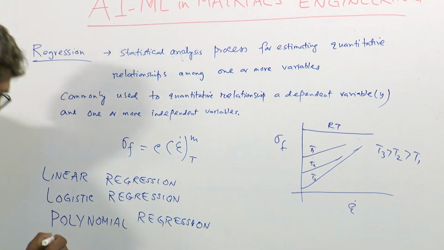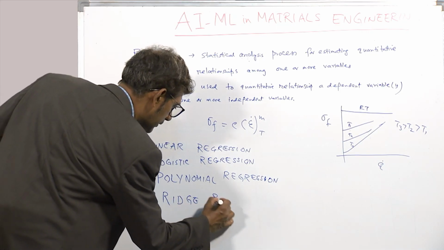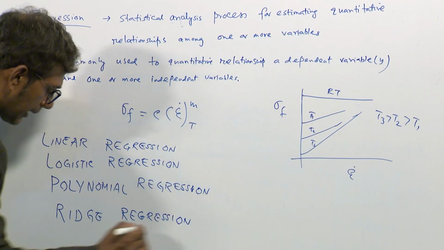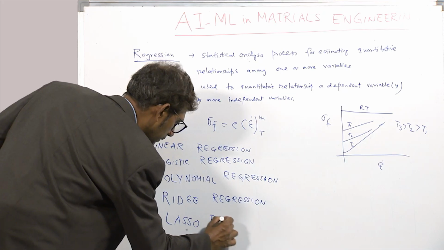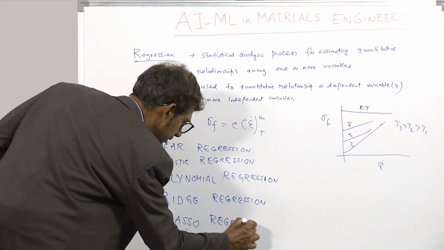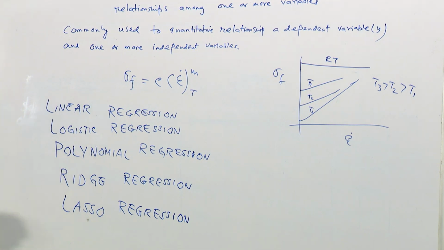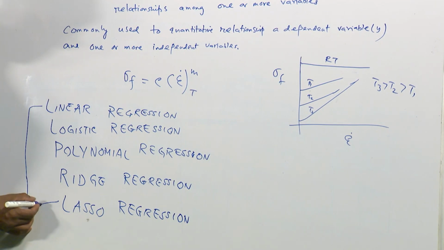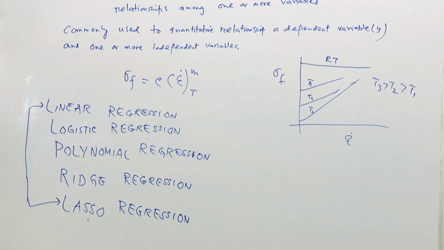The last two are very familiar to many of you: ridge regression and lasso regression. The problem is many of you have heard of these terms and used them, but you do not know what they do. These are the different kinds of regression techniques used in the literature. We should know which one is what and how they work. So let us talk about that.